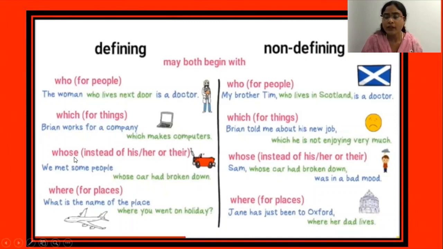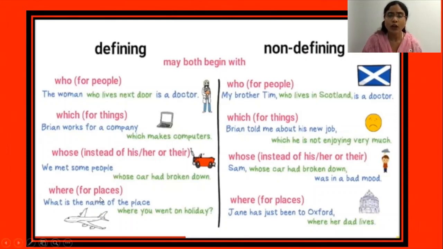Whose refers to anybody. It may be a man, a woman, or a group of people. We met some people whose car had broken down. Here, whose refers to some people whom I met and it says that their car had broken down.